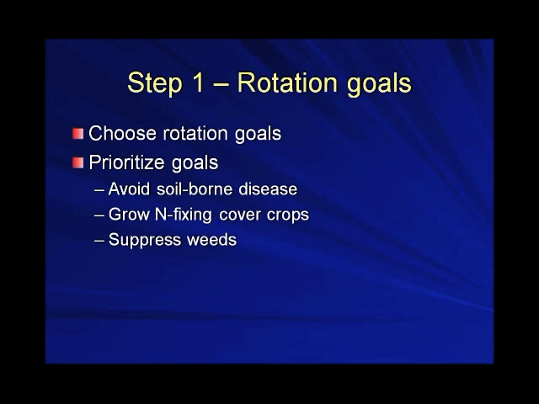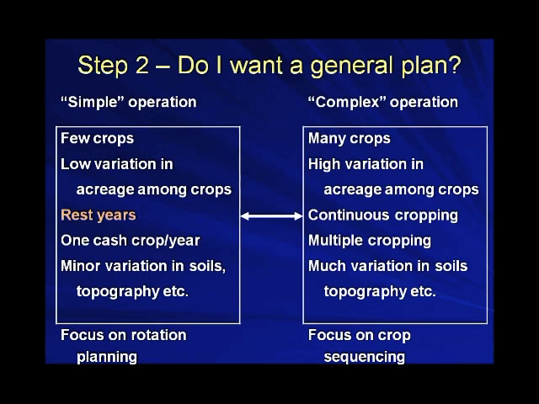So the first step, as with the first duty under the DACUM process, is to define what the goals of the rotation are. What do you want to accomplish? And then prioritize those goals. Often avoiding soil-borne disease is a major reason for rotating crops, but you might want to be growing and fixing cover crops to supply nitrogen, suppressing weeds, and so forth may be goals as well.